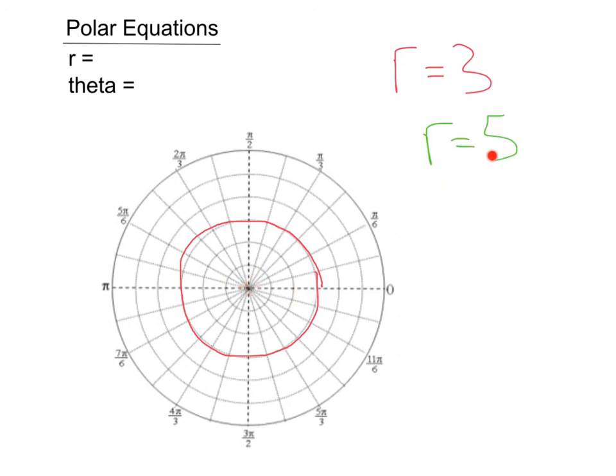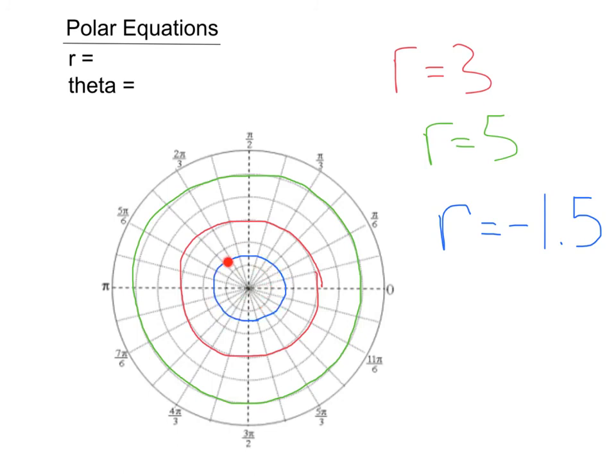If we wanted to graph r equals 5, same thing, find out where the radius is equal to 5, and that's going to be a circle all the way around as well, like so. What about r equals -1.5? Well, in the case of polar grids, your negative radius is basically the same as your radius, just for a different angle. So if we wanted to graph r equals -1.5, it's going to be the same as the radius of 1.5 at the opposite angle, which would be right around here.